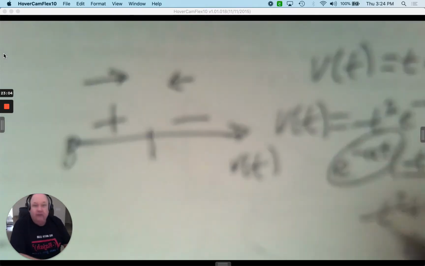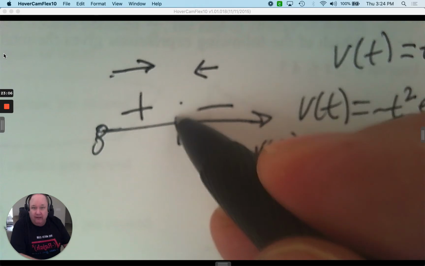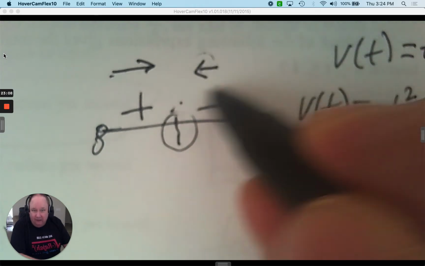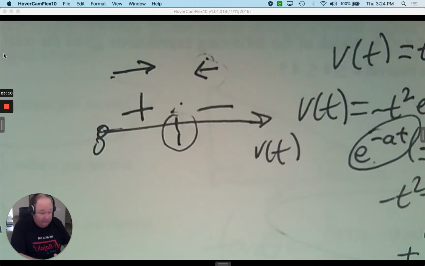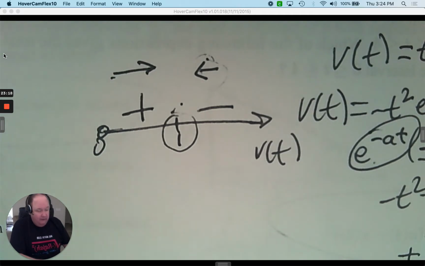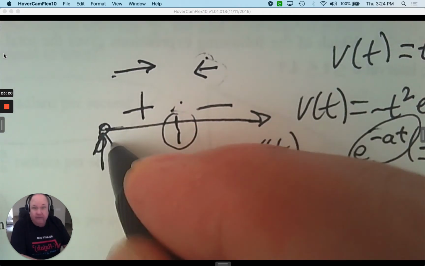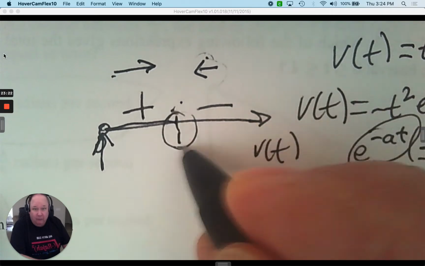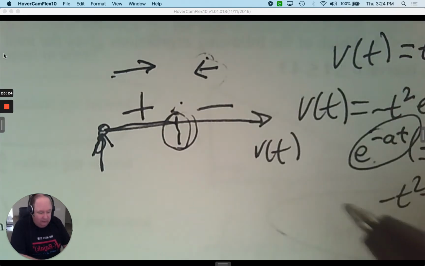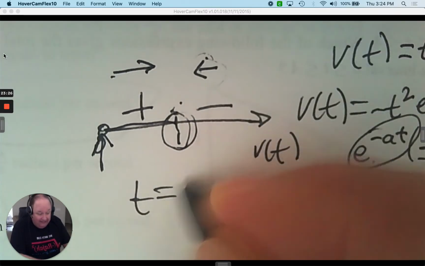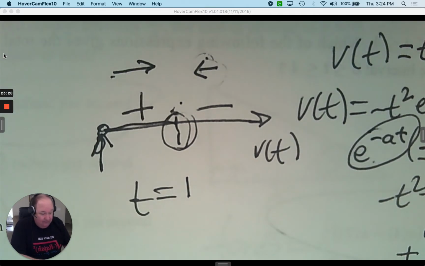So this particle is moving to the right, and then at positive 1, it changes direction and it goes to the left for the rest, forever to the left after that. And the question is, at what time is the particle's position farthest to the right? So wherever it started, it's going to go to the right up to 1, and then it's going to change directions after that.